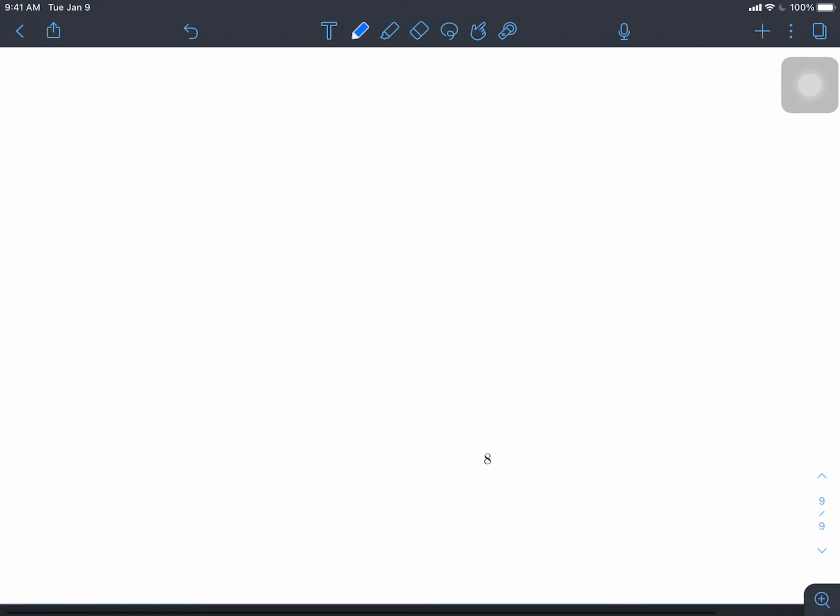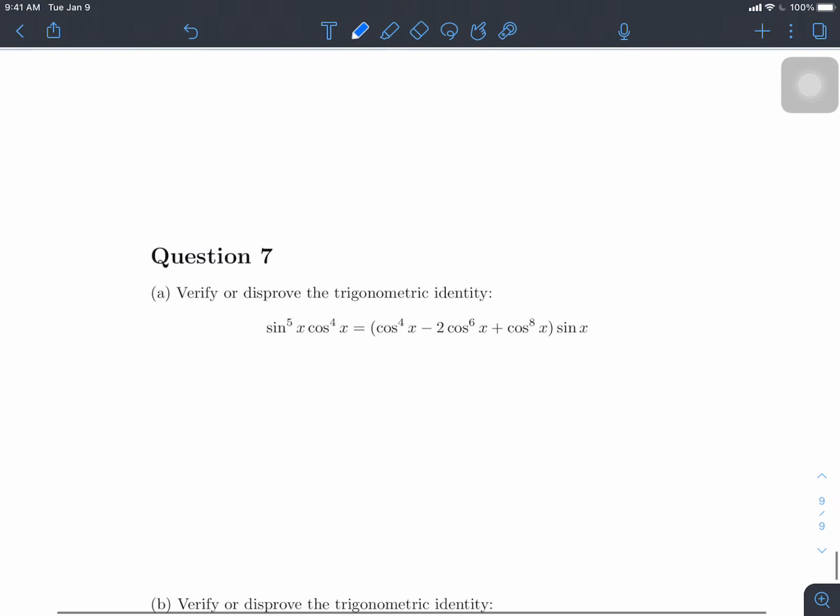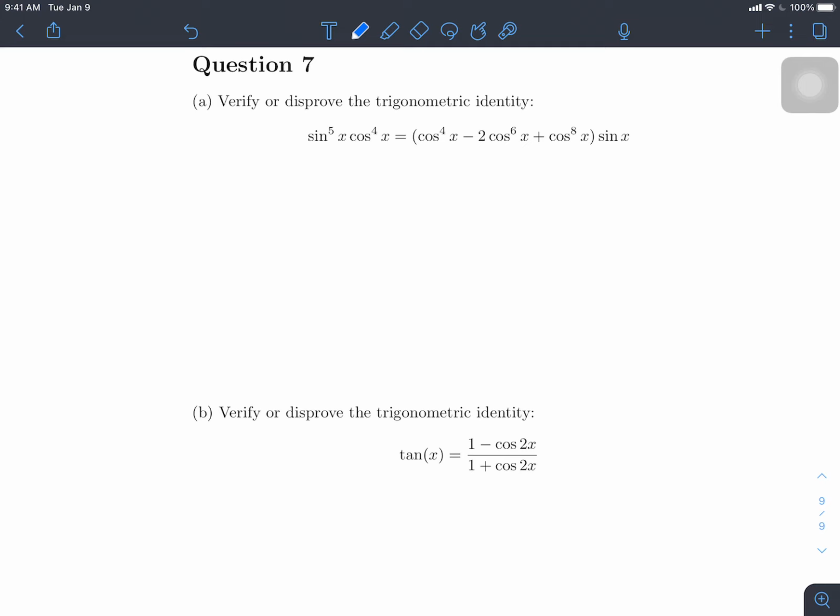And the last problem here is asking us to verify or disprove these trigonometric identities. Okay, so we can start with the first one. It says sine to the power 5 of x times cosine to the power 4 of x is going to be equal to all of this jazz on the right-hand side.